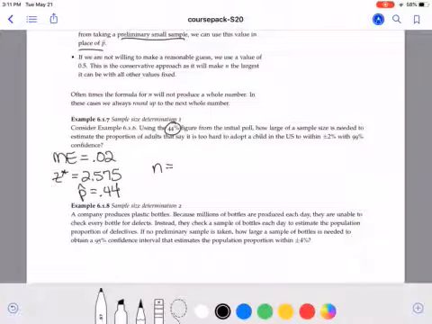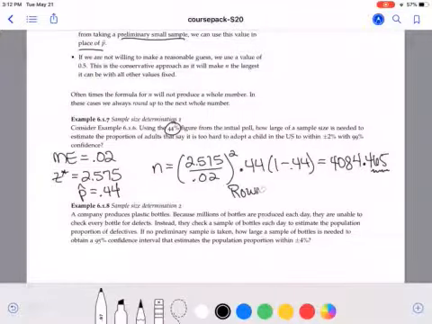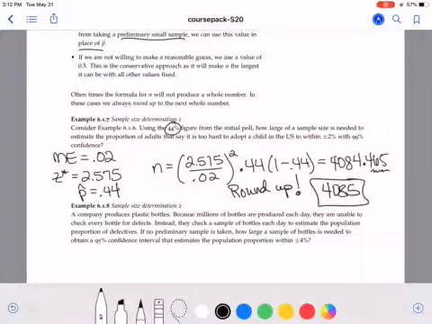Plugging everything in, we get n equal to our z divided by our margin of error, that quantity squared, times p hat times 1 minus p hat. This produces 4,084.465. Now, we're talking about a sample size, and that needs to be a whole number. Usually when we round, if we're below 0.5 we round down, and if we're above 0.5 we round up. In the case of sample size, we're always going to round up, because what this is telling me is that I need a little bit more than 4,084 people. So we always take whatever we get for our value here and round it up to the next whole number. Our answer in this case would be 4,085.